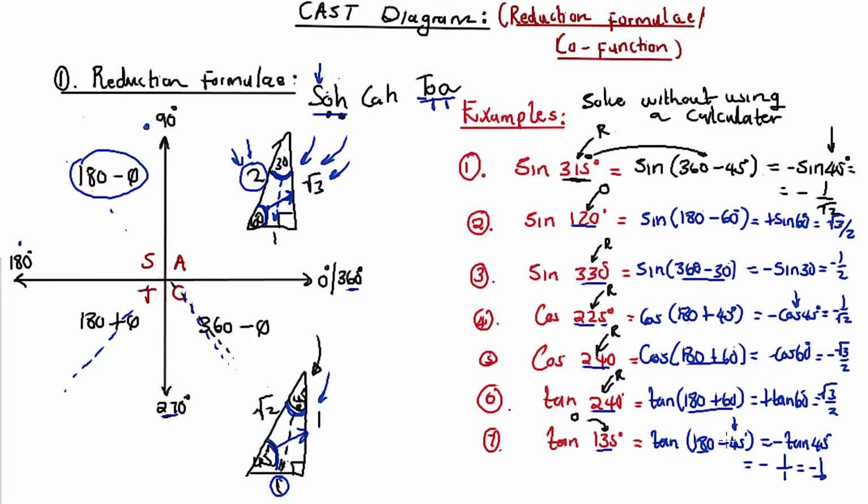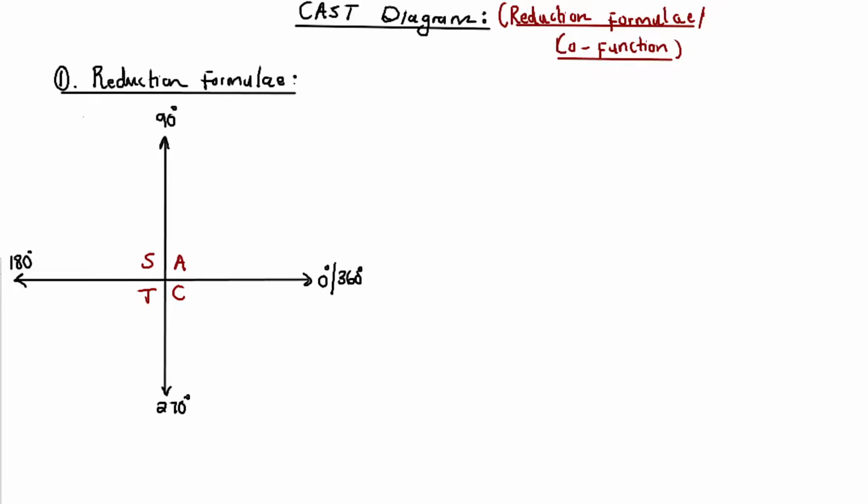So this is how you deal with reduction formulas. Okay, and there's three reduction formulas. One in the second quad, another one in the third quad, another one in the fourth quadrant. Okay, so I'm taking this down. I want us to discuss the second part, which is co-function or co-ratios. Okay, co-functions or co-ratios. So what are co-ratios or co-functions?